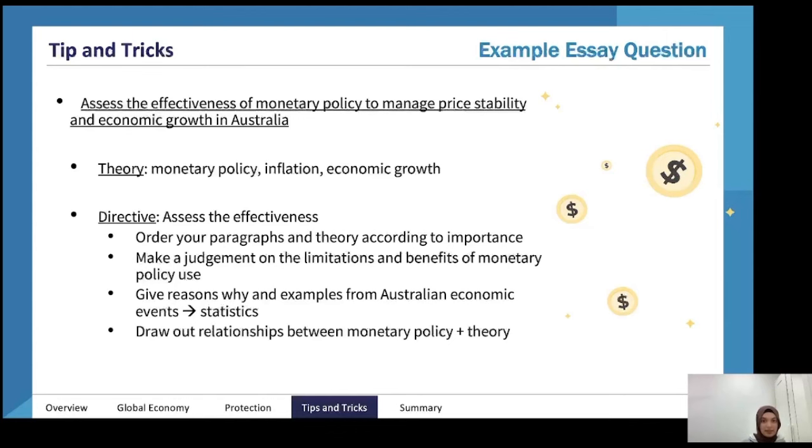So that's where your stats come in. Once you've ordered your paragraphs and made a judgment, make sure you also draw out the relationships between monetary policy and theory, whilst including real life examples. So that is one example question.